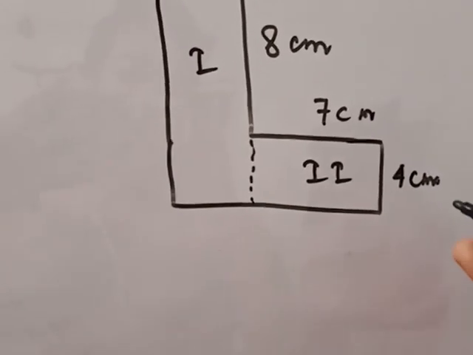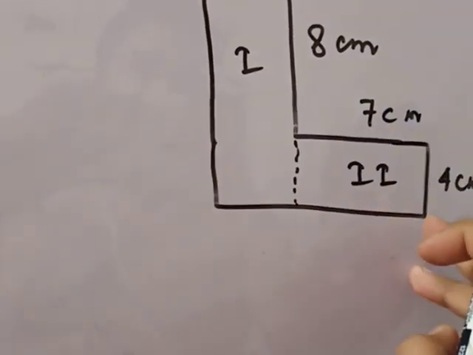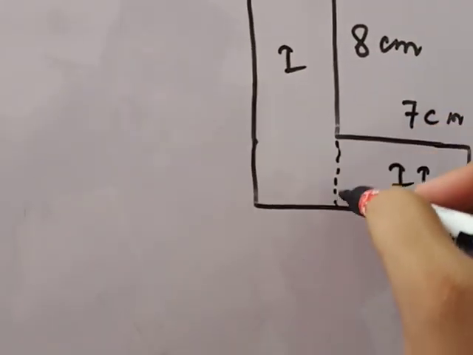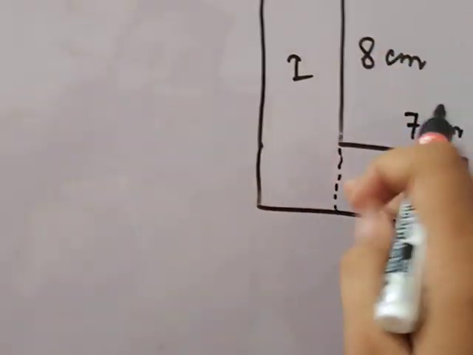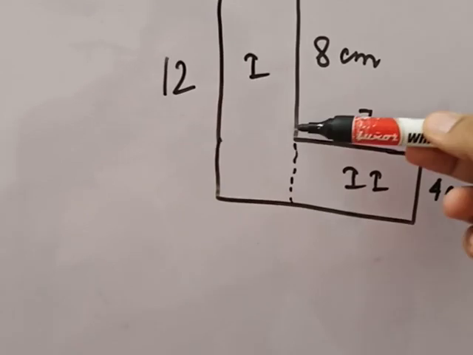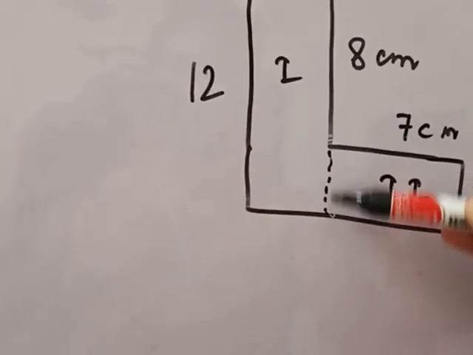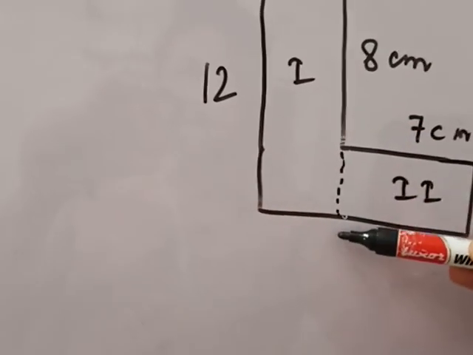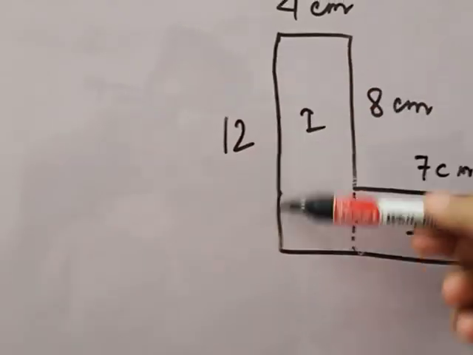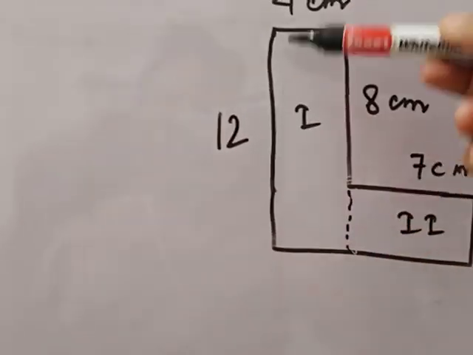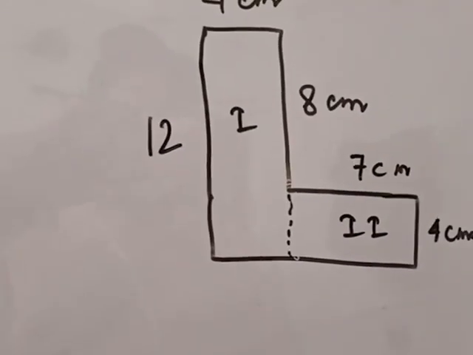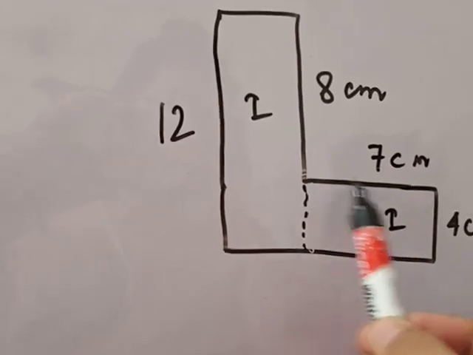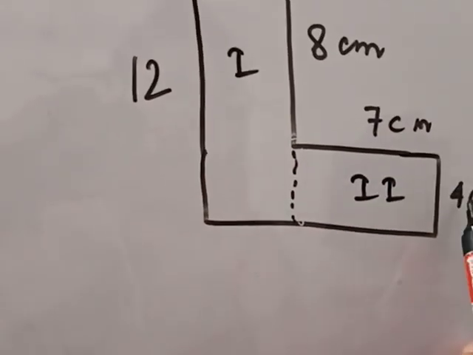If you find from figure 1, see that this is 8 and this is 4. So 8 plus 4, that means 12. This portion is 8 and this portion is 4. So we can say that this total length is 12 and the breadth is 4. Length into breadth equals the area of the rectangle. Similarly from this side, 7 and this is 4, so 7 into 4.